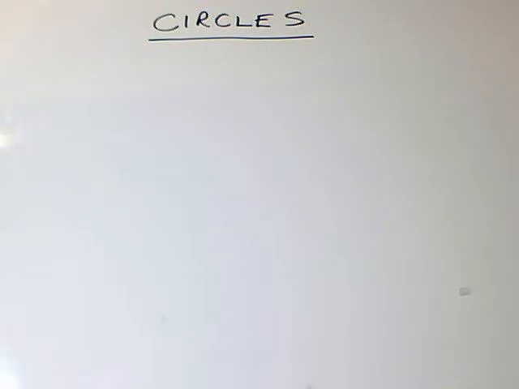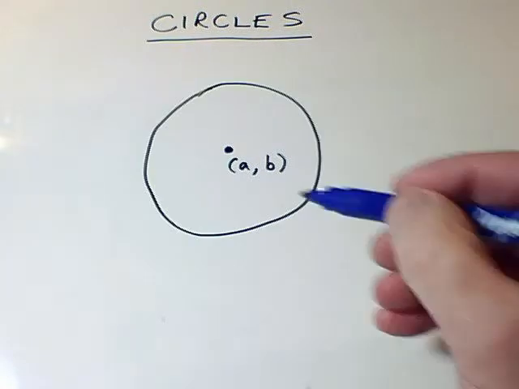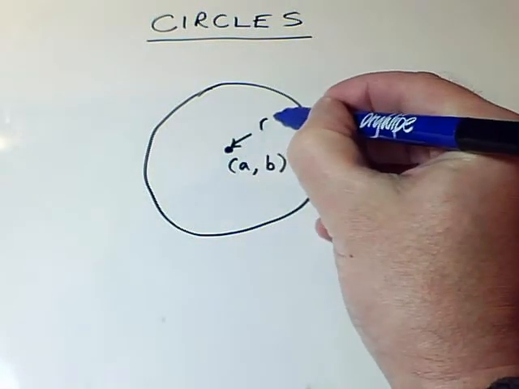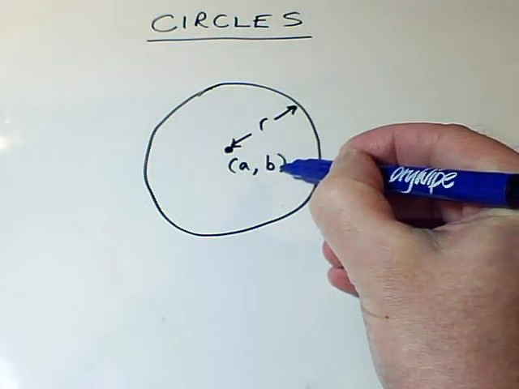Okay, let's look at finding the equations of circles. Now for a circle we need a point for the centre, and then the circle will be all the points that are a certain distance away from that centre, and we call that distance r. So I've named my centre (a, b).